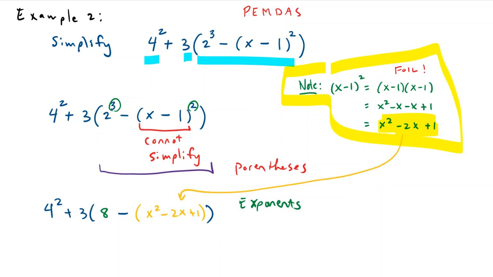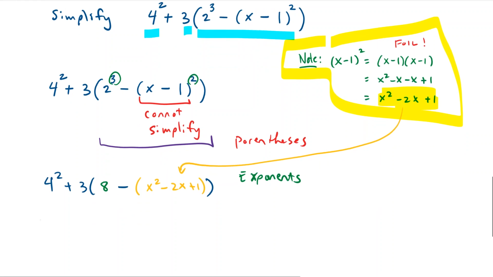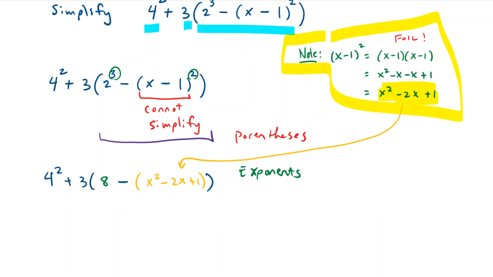Getting a little erase happy here and erasing more things than I need to. So we've finished our exponents. In PEMDAS, the next thing we have is the multiplication and the division as they occur moving left to right. So now we have multiplication and division as they occur moving left to right.